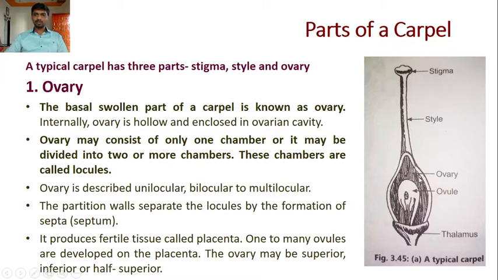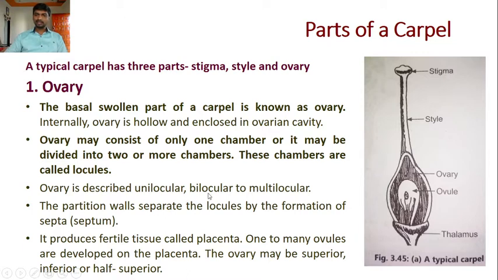The first one is the ovary, the basal swollen part of a carpel, which is seated on the thalamus. The ovary is hollow and enclosed in an ovarian cavity. The ovary may consist of only one chamber or it may be divided into two or more chambers. These chambers we can see after taking the TS of the ovary. These chambers are called locules.